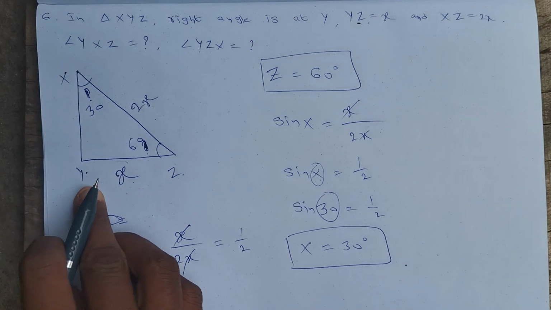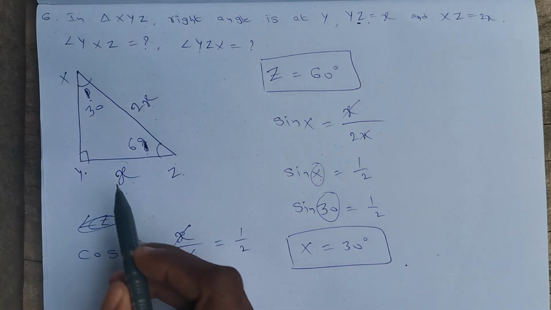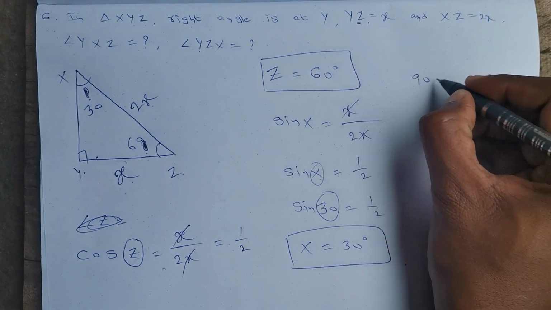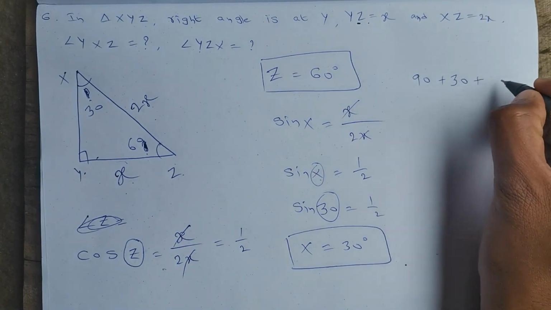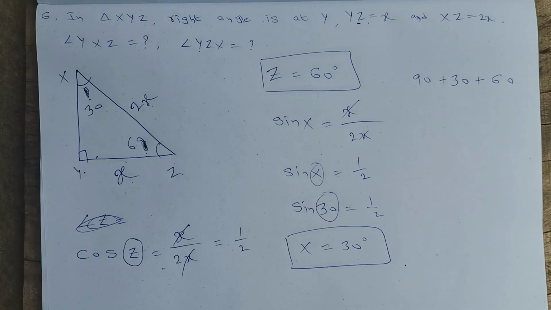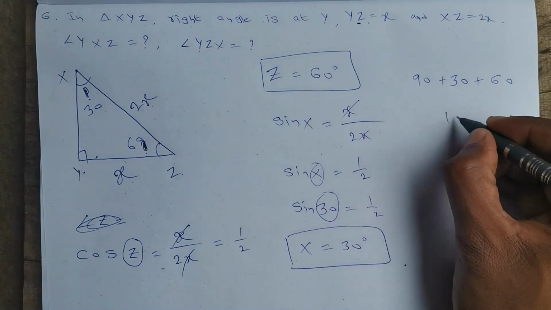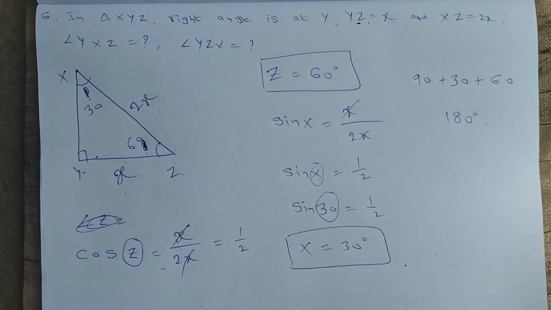And in the question itself we were given this is 90 degrees. 90, 30, 60. 90 degrees plus 30 degrees plus 60 degrees. Already we know in any triangle the sum of all the three angles is equals to 180 degrees. Let us check whether we are getting 180 or not. 90 plus 30, 120, 120 plus 60, 180. Yes, we got it.